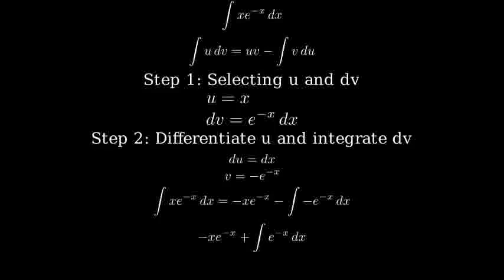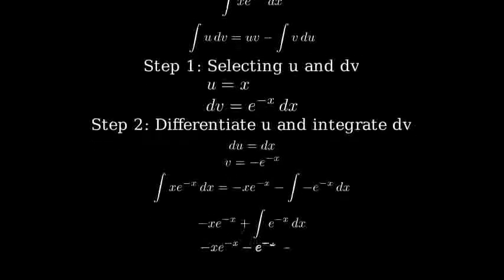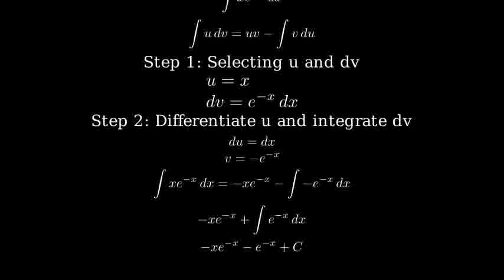Finally, let's evaluate the remaining integral. The integral of e to the power of negative x dx is negative e to the power of negative x. Adding to negative x e to the power of negative x, our final answer becomes negative x times e to the power of negative x minus e to the power of negative x plus our constant of integration, c. Remember, we add c to represent the family of all antiderivatives.